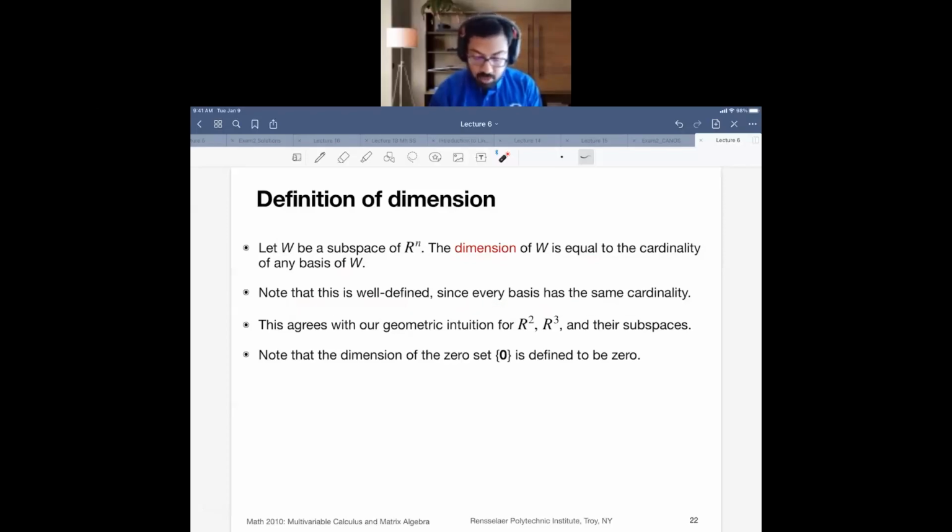We just proved that, and it also agrees with our geometric intuition for R squared, R cubed, and so on, and their subspaces. If you have a zero vector, for example, its dimension is going to be 0 because there are essentially no vectors in there for which you can take a linear combination. So for that particular zero set, you are going to have a dimension of 0.